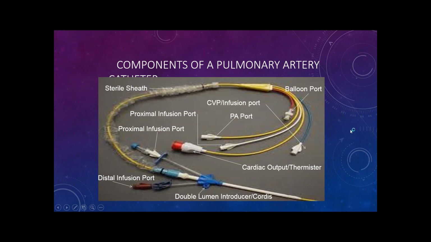The blue port here is your CVP, which we discussed as your central venous pressure. As it might seem logical, it's blue, and standardized protocols have said that it will be a blue wave on the monitor. Okay?